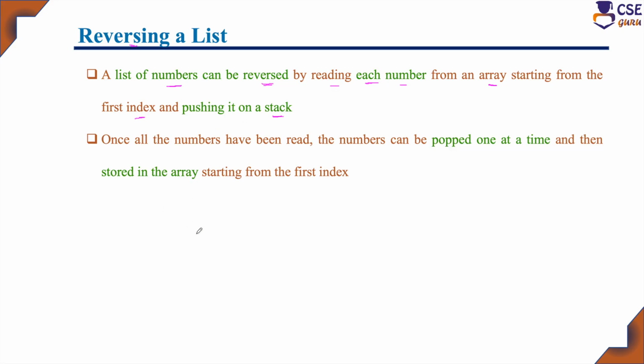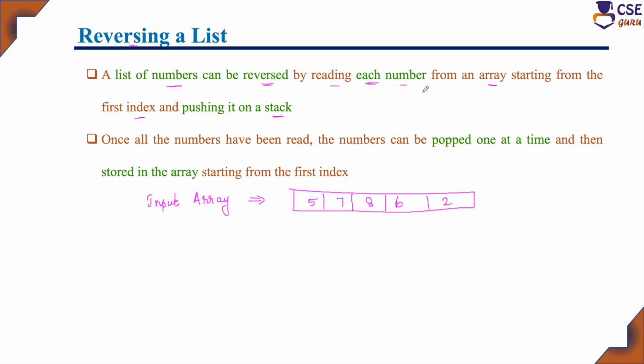For example, consider the input array. Initially you have to give the input array. This input array consists of 5 elements: 5, 7, 8, 6, 2. This is the list of numbers the user has given. We need to reverse this list. How will we reverse this list using stack data structure?